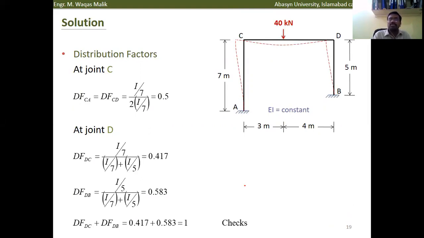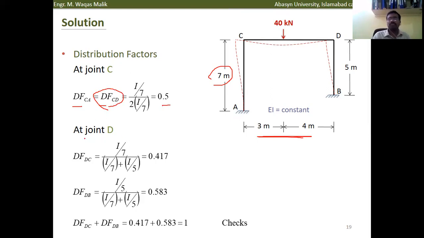So for joint C, the value of the distribution factor CA or CD will be equal to I divided by the span length, which is 7 meters, divided by I over 7 plus I over 7, because both members have a span length of 7 meters. So that's why we can calculate these values at a time. The value comes out to be 0.5.